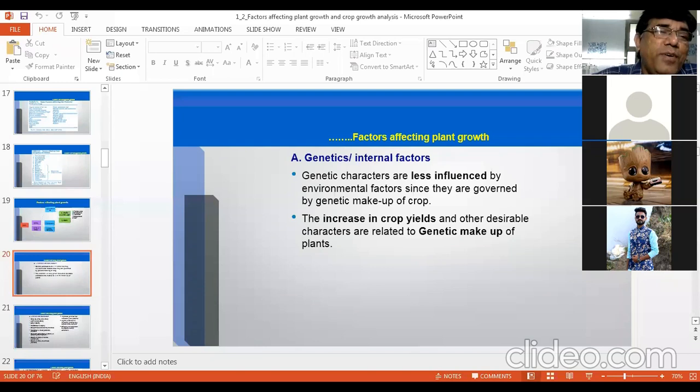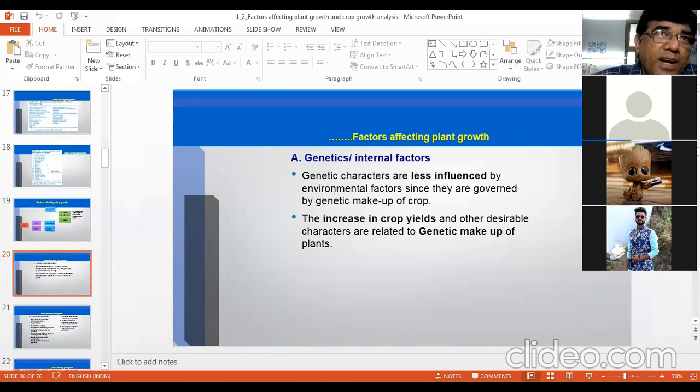Some people grow very fast. You see some children remain stunted and very low weight, and some grow very fast, very tall. So it is all in their genes. So genetic characters are less influenced by environmental factors, since they are governed by genetic makeup of the crop. Of course, they are influenced by environment. There is no doubt about it. But most of the time, if they get ideal environment, then you will find differences in their growth potential.